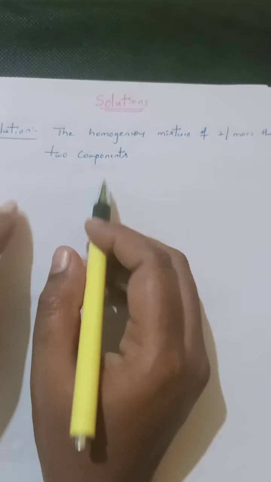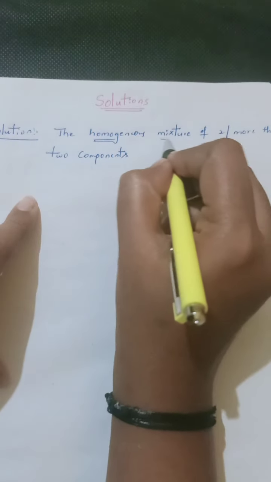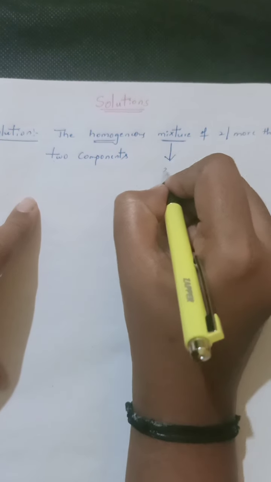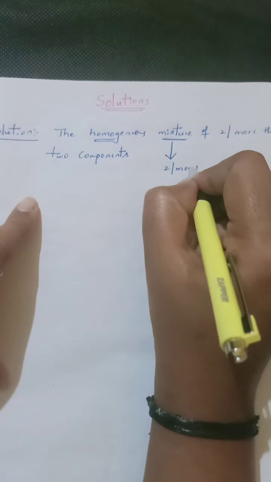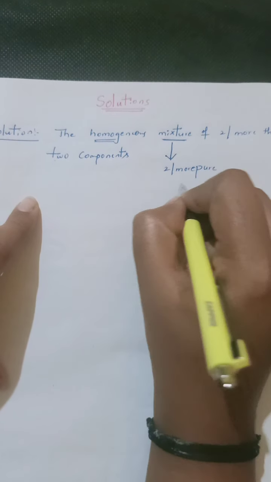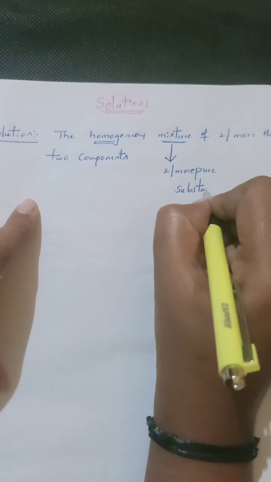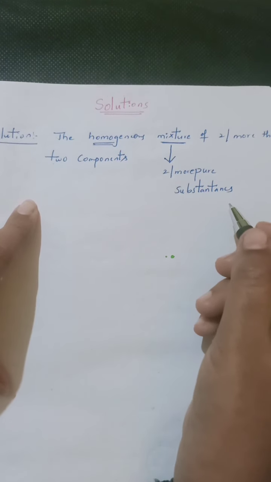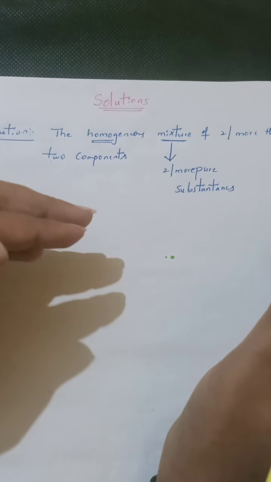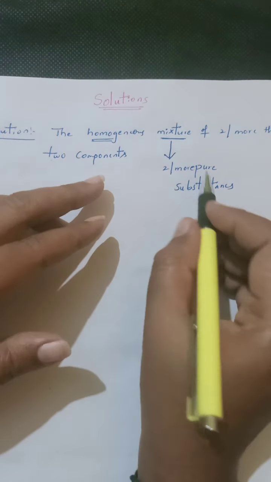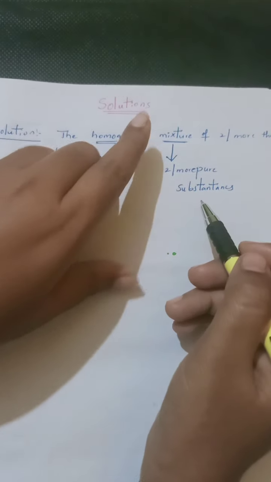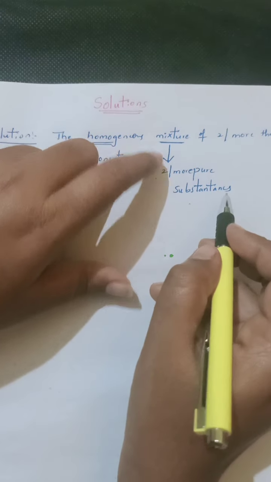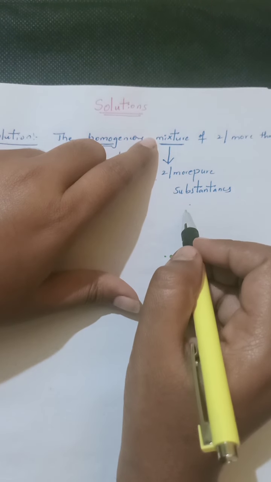Homo means same. First we want to know what a mixture is. A mixture is nothing but a combination of two or more pure substances or components. Okay, when two or more pure components are present together, that combination is known as a mixture. So when these two substances combine together, it gives a mixture.